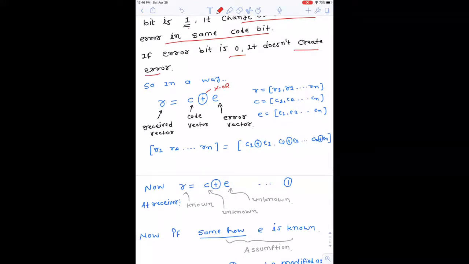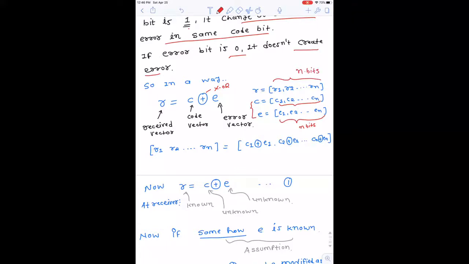How many bits does the code vector have? There are n bits in the code vector. We are assuming the maximum error possible is up to n bits. So the error vector E has E1 to En, n bits. So they also have n bits. And the received vector is obtained by the combination of C and E, so the received vector also has n bits.